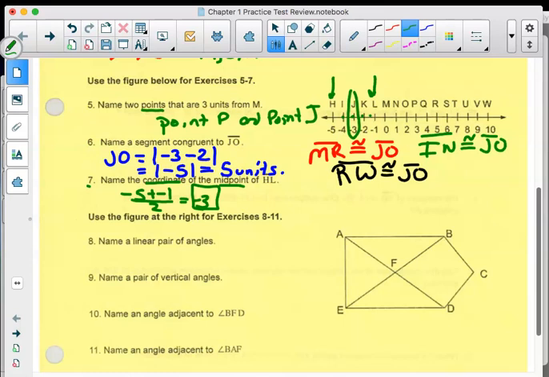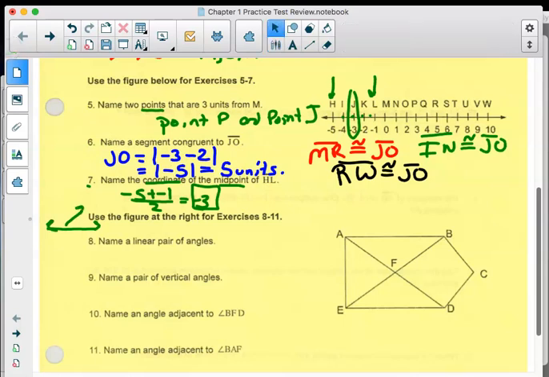Looking at problem 8, name a linear pair of angles. Remember, a linear pair is two angles that make a line. They look like that, and they have endpoints there. Let's get this board fixed up here because it's kind of interesting how it's behaving.